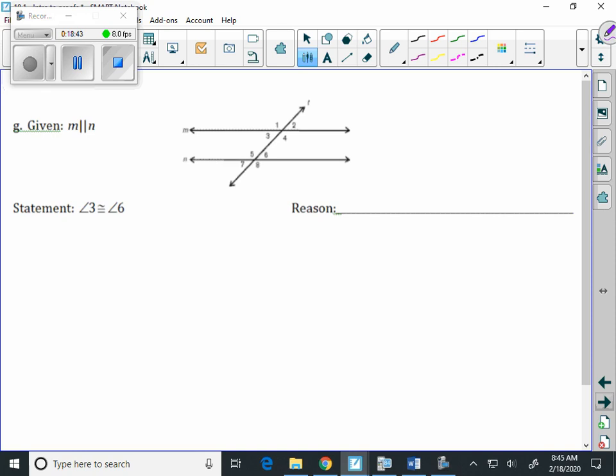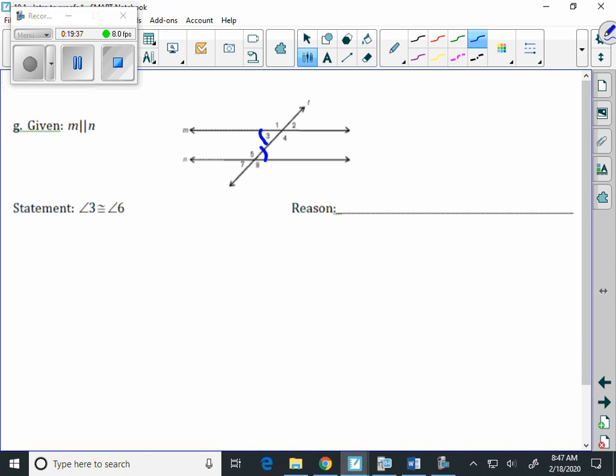As we flip our paper over here, and I'll come back to the one that I haven't done yet, we flip our paper over on another G here. This time what we're given is that line M is parallel to line N, and our statement, we're already given our statement, we don't have to come up with it. It says that angle 3 is congruent to angle 6. So if we take angle 3 here and angle 6 there, and we mark up our picture, what we want to know is, well, what kind of angles are angle 3 and angle 6?